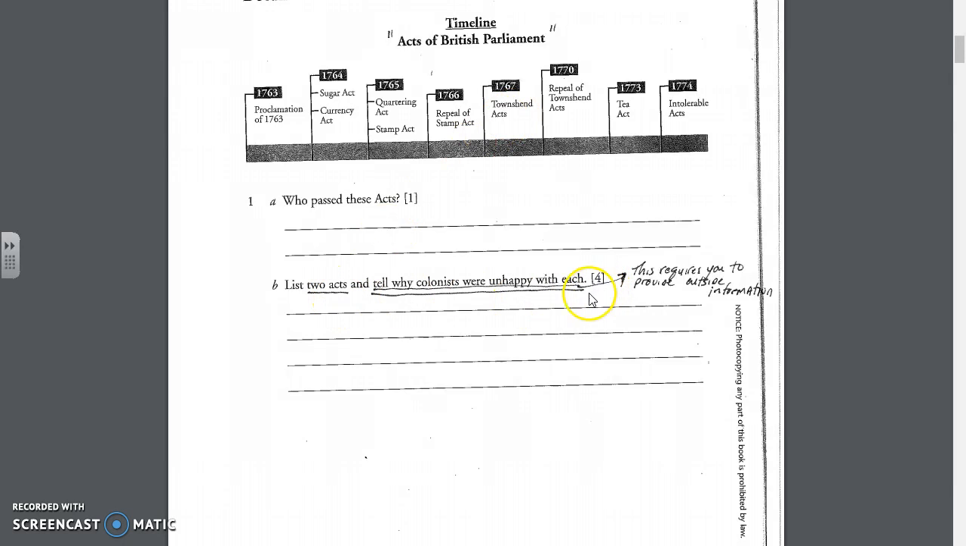In order to get 4 points, you have to have 2 British acts, and to get the additional 2 points, you have to tell why the colonists were unhappy with each. And that's going to require you to provide outside information, which you can find using your notes, your text, your guided readings that we've done in class, any of the lessons that we've been working on during the Revolution Unit. Anything that you can do to provide outside information to back up your answer so you can maximize your points. Question 1A is worth 1 point, and question 1B is worth 4 points. So take a couple of moments now and answer question 1B before you continue.